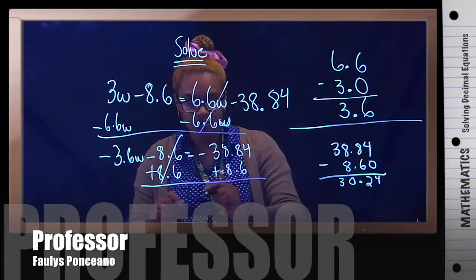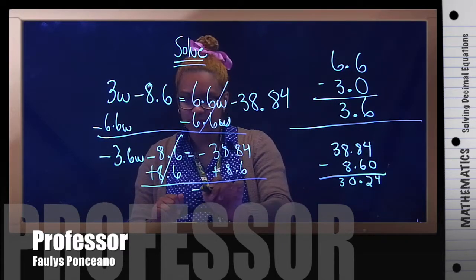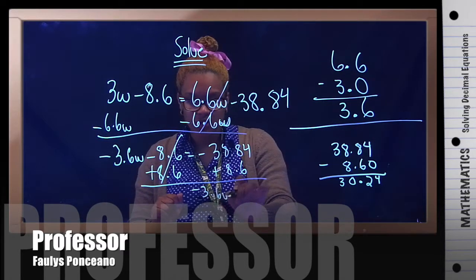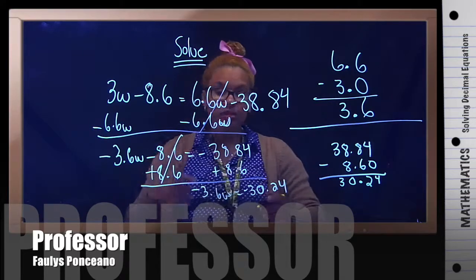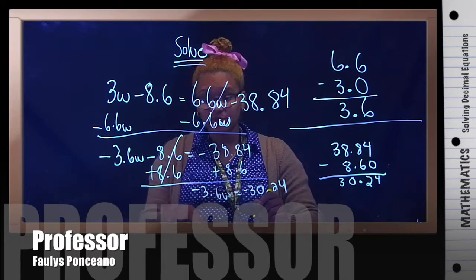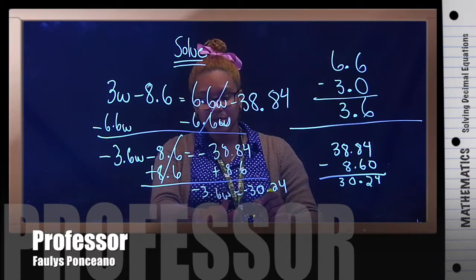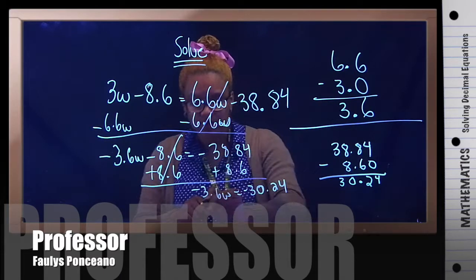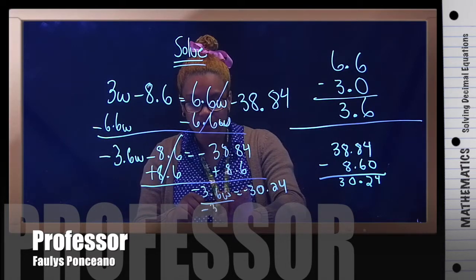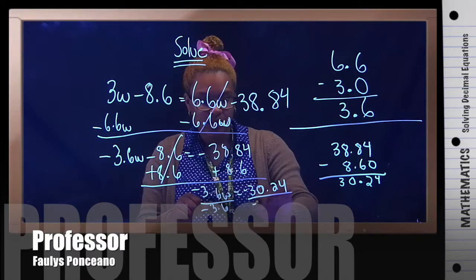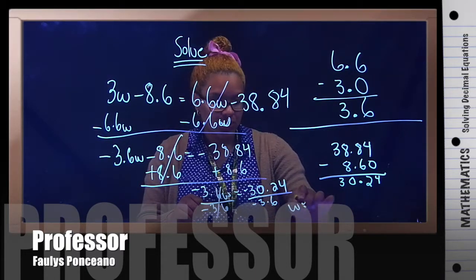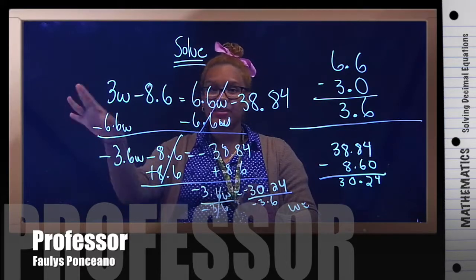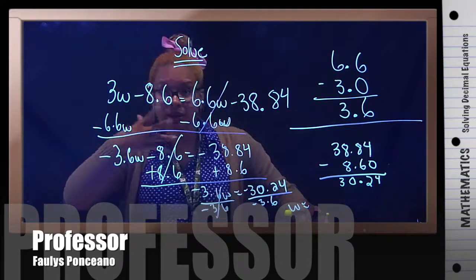So your answer, we're running out of space for some reason, equals negative 30.24. Now we are solving for w, so when this is a multiplication, opposite of multiplication is division. So divided by negative 3.6 on both sides. It cancels. W equals something. And write it right here. Kind of a mess, but we're doing a long division.